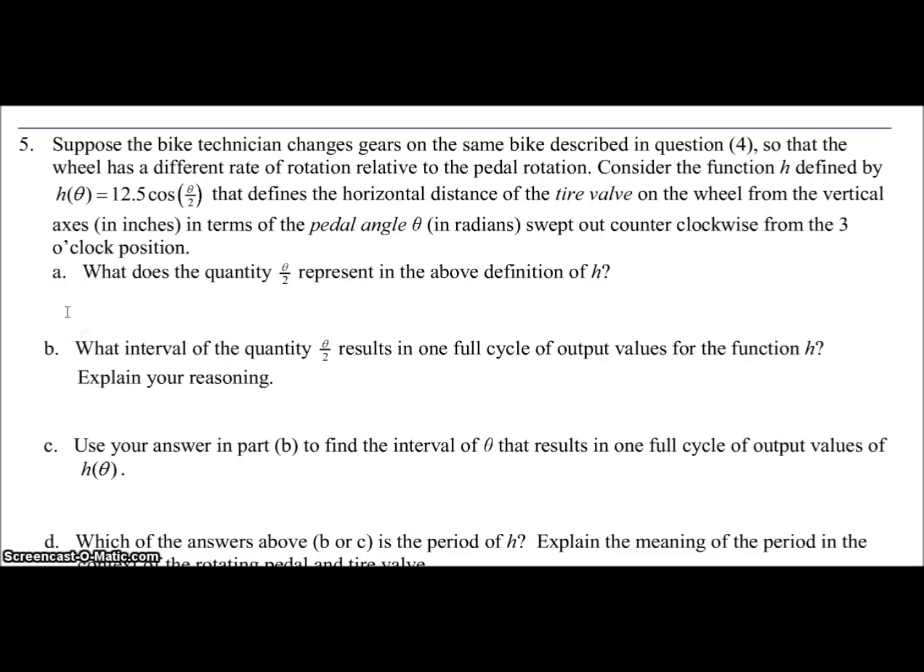Well, basically, it represents the angle that the tire valve sweeps out. So, because h is that horizontal distance, notice we're multiplying by 12.5. We're going to have actual units of inches here. And so the input of our function cosine must be the angle the tire valve sweeps out. Notice that it must be half of what the pedal angle sweeps out.